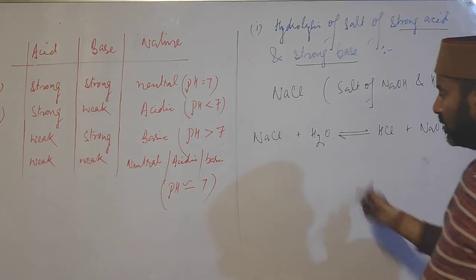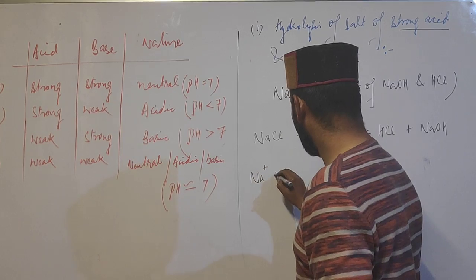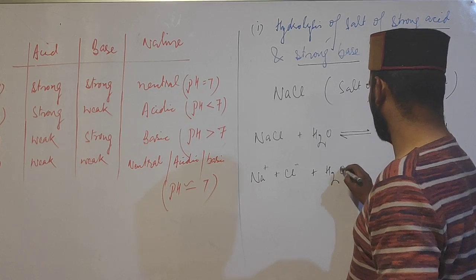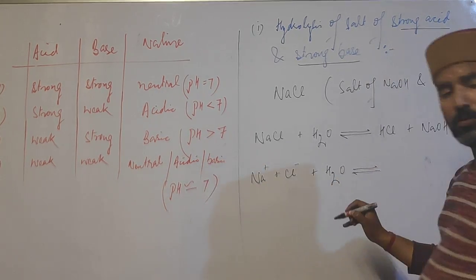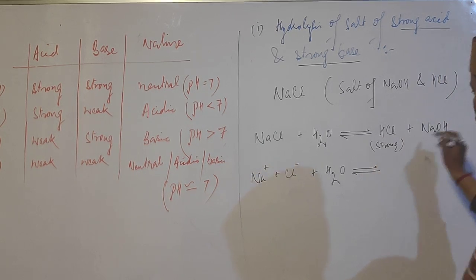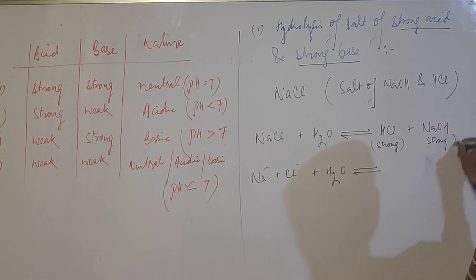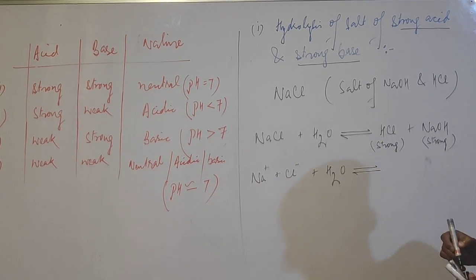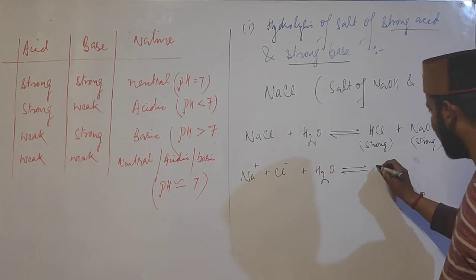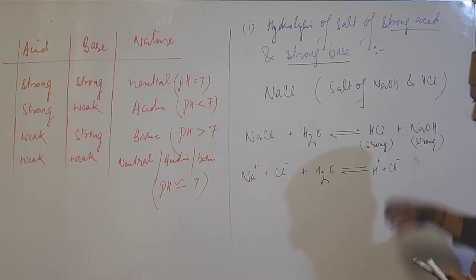Now, generally what happens in salt hydrolysis, the ions first dissociate and then they interact with water. But students, what is HCl? HCl is a strong acid. And what is NaOH? Sodium hydroxide is also a strong base. And what do you mean by strong acid or strong base? A strong acid undergoes dissociation completely. So we have H positive and Cl negative.